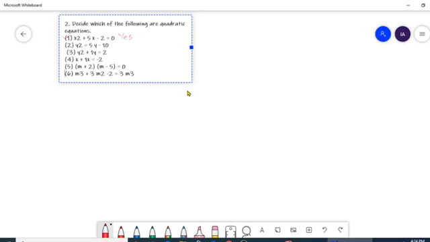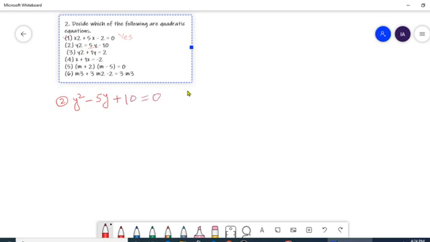y square equals 5y minus 10. First you need to write this equation in proper standard form, keeping y square in its place. This is positive 5y, so I can bring it to the left hand side. It will become minus 5y, and this is negative 10. When I bring it to the right hand side, it will become positive 10.